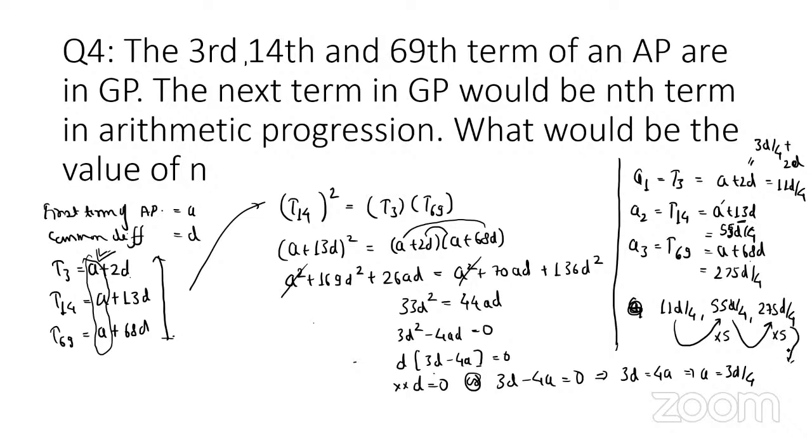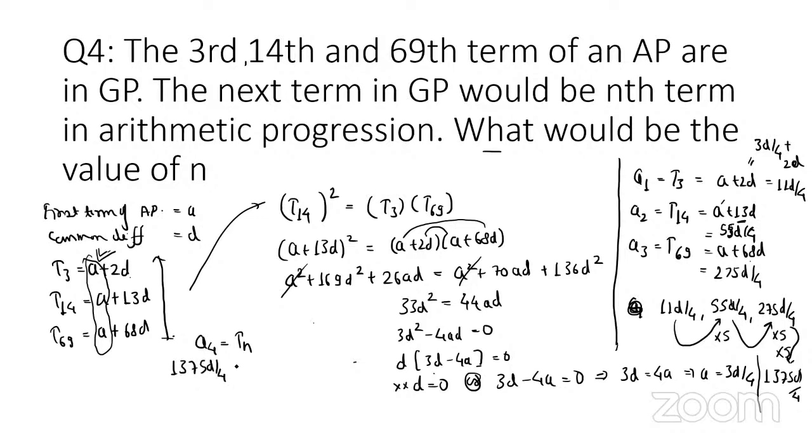So the next term should also be getting multiplied by 5. So this should be how much? 275 into 5, that should be 1375d by 4. This is the next term of GP, the fourth term of GP. And we have clearly mentioned that the fourth term of GP is basically the nth term of AP, and we need to find the value of n.